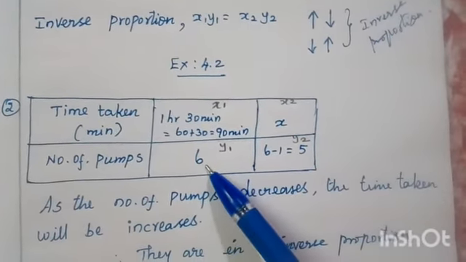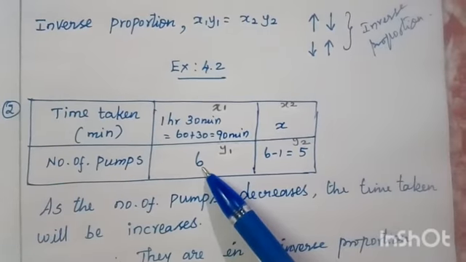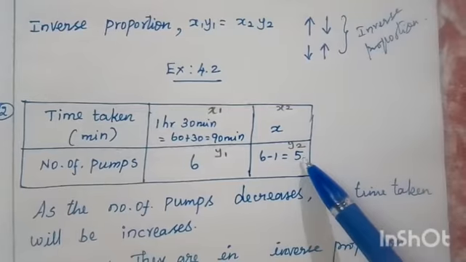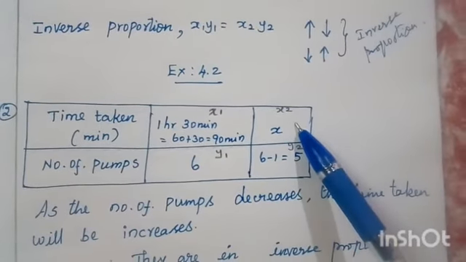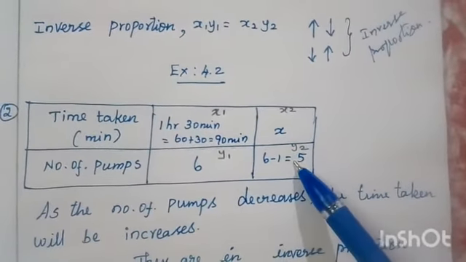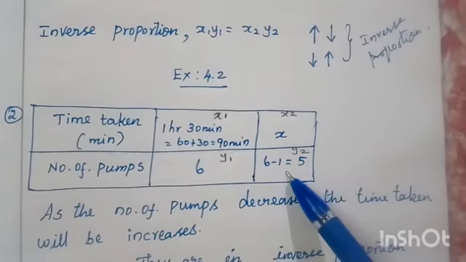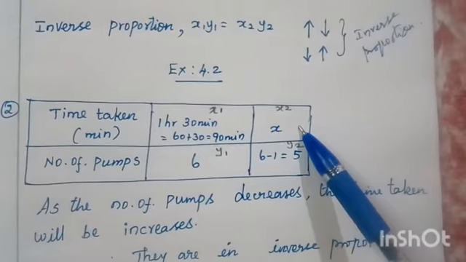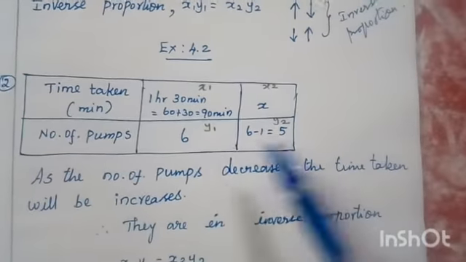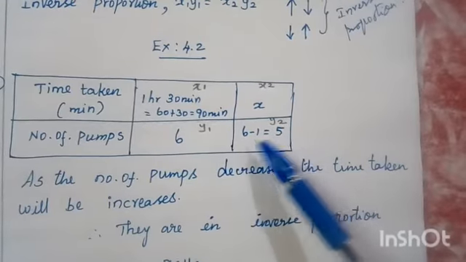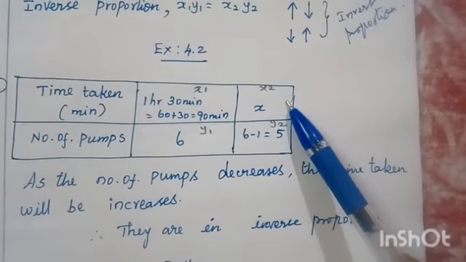First 6 pumps are used, then 5 pumps. So the number of pumps decreases, and the time taken will be increased. The number of pumps decreases, from 6 to 5, so the time taken will be increased. So they are in an inverse proportion. If one is increased, the other is decreased. So the time taken increases.